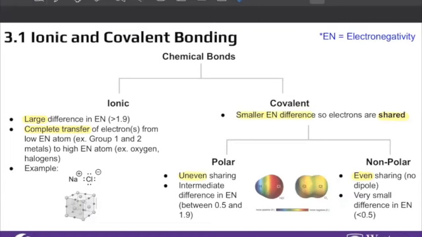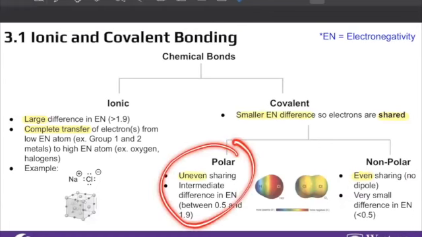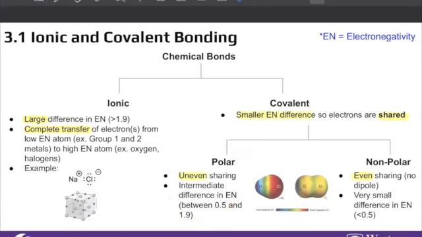So remember, overall with covalent, our differences in electronegativity are already not as big as with ionic bonds. However, if there's still an intermediate difference, then that's where we get our polar covalent bond. And if we have a very, very small difference or even no difference at all, which would be the case if we have a bond between two of the same atom, because then they have the same electronegativity, that's when we get the nonpolar bond.